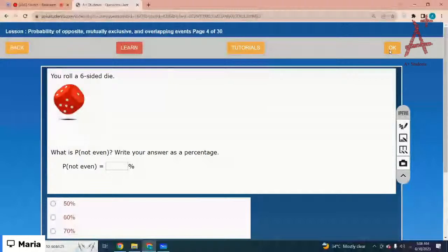You roll a 6-sided die. What is the probability of not even? Which is the correct option?